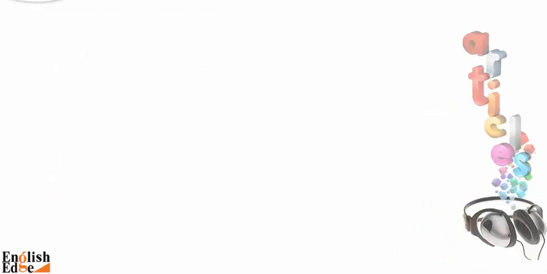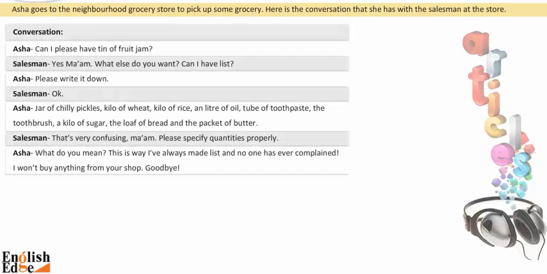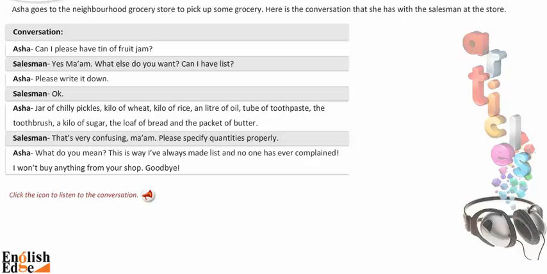Let's now consider a case study. Pay attention to the usage of articles in the conversation and see if you can point out any errors. Asha goes to the neighborhood grocery store to pick up some grocery. Here is the conversation that she has with the salesman at the store. Click the icon to listen to the conversation.